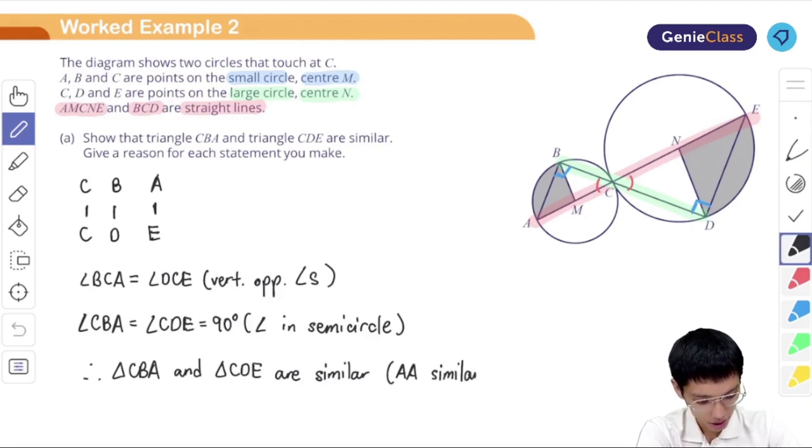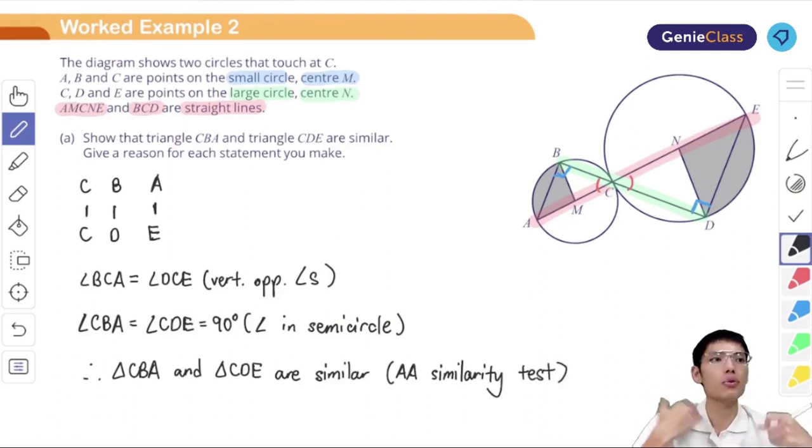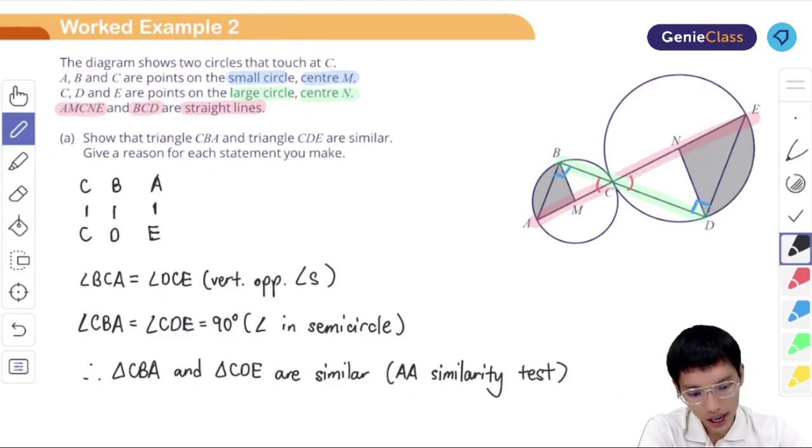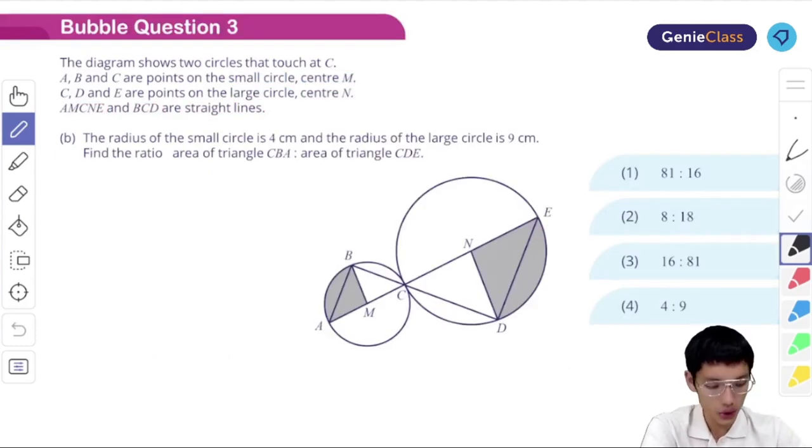similarity test. Very important. You have to write down the test you are using. And I believe I have asked you all why we don't need to find the last angle already, so I'll skip that part. And with that, let's go on to bubble question number 3.